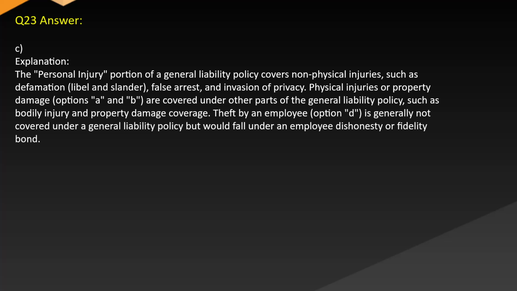Answer: C. Explanation. The personal injury portion of a general liability policy covers non-physical injuries, such as defamation, libel and slander, false arrest, and invasion of privacy. Physical injuries or property damage options are covered under other parts of the general liability policy, such as bodily injury and property damage coverage. Theft by an employee, option D, is generally not covered under a general liability policy but would fall under an employee dishonesty or fidelity bond.